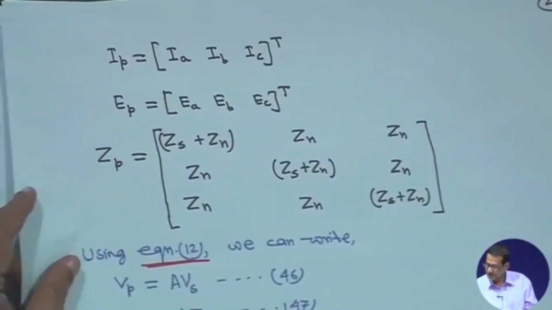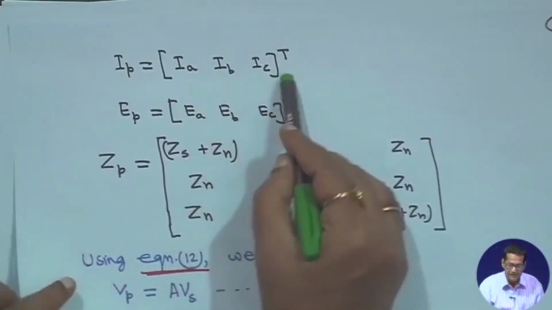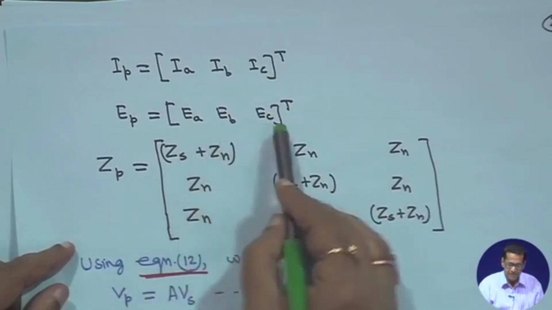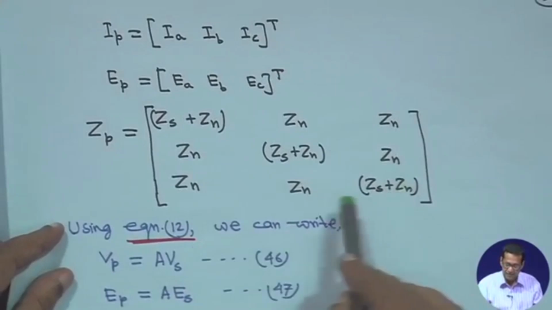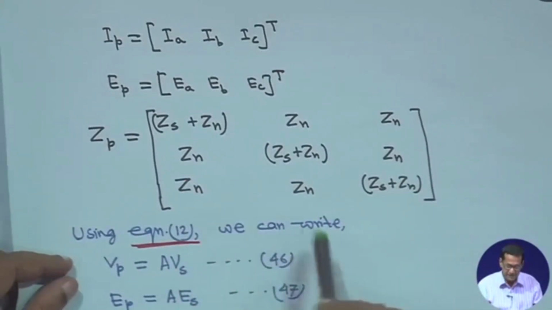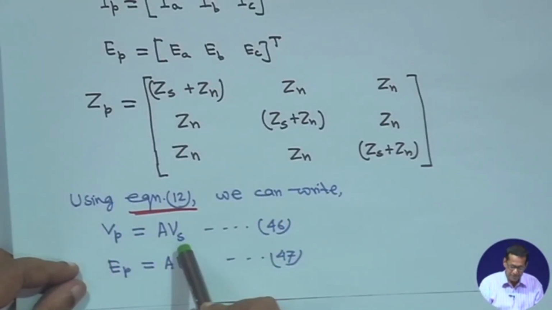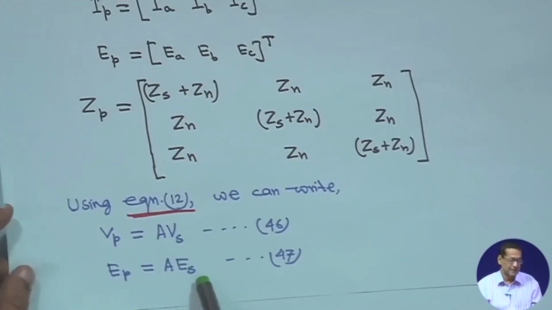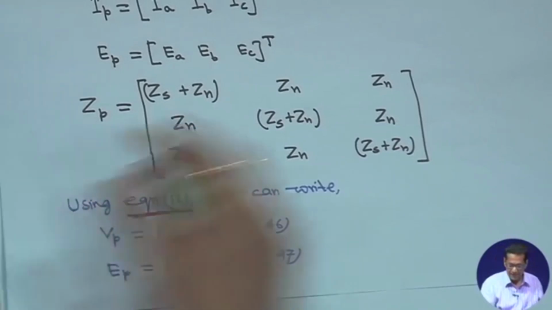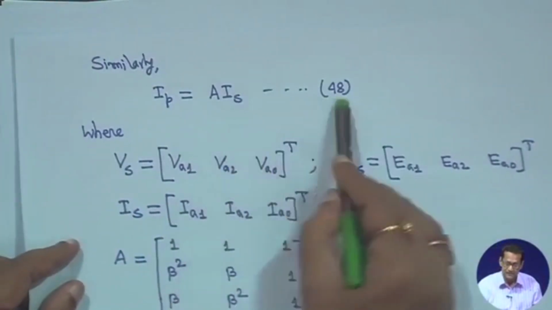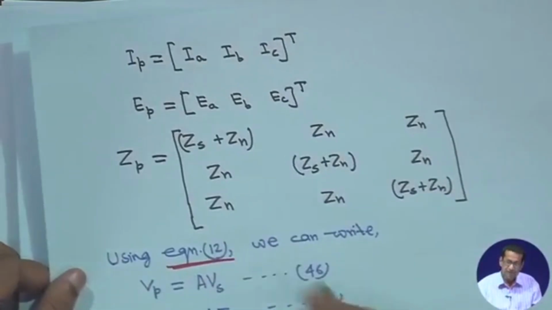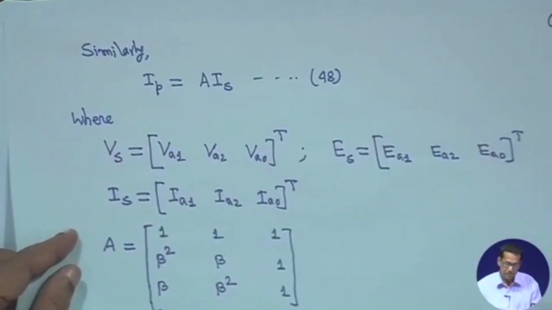Here Ip is equal to Ia, Ib, Ic transpose, Ep is equal to Ea, Eb, Ec transpose, and Zp is equal to this matrix. And using equation 12, which we know now, Vp is equal to AVS. In the same way you can write Ep is equal to AES, and similarly Ip is equal to AIS. This equation is 47 and this equation is 48.